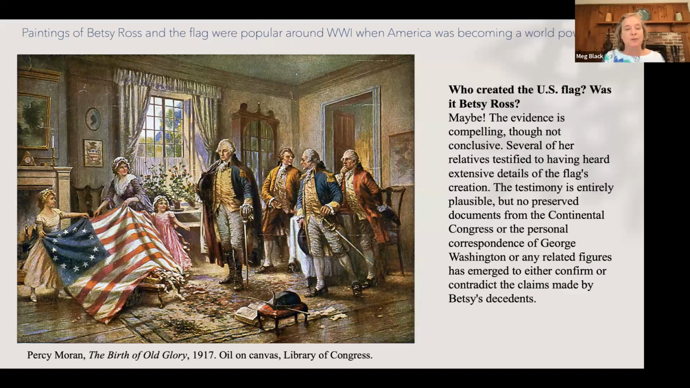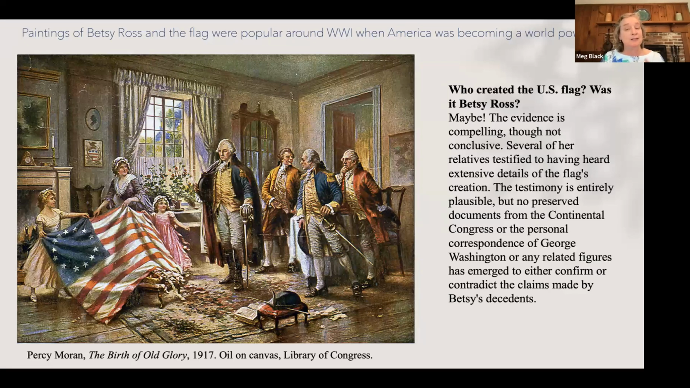In fact, there's another woman who might have created the first flag, but as we don't know her name, I've seen her name once or twice. But as evidence of how important it is to think it's Betsy Ross, I can't remember this woman's name, the poor woman. Several of her relatives testified to having heard extensive details of the flag's creation. So again, this is a second source saying it was my Aunt Betsy who did this.